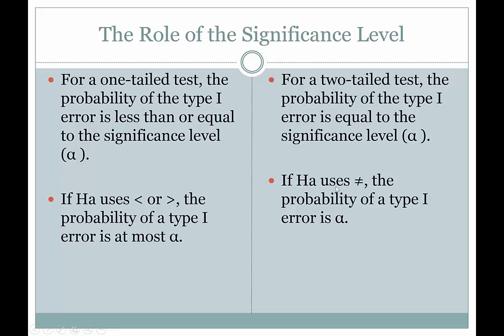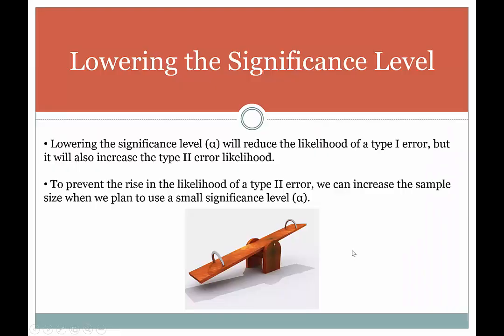When the alternative hypothesis uses a not equal to sign, it means it's a two-tailed test. And for a two-tailed test, the probability of a type 1 error is equal to alpha, right? So it's not less than or equal to alpha, it's just alpha, right? So if you have a two-tailed test and you set alpha at 5%, then you have a 5% chance of committing a type 1 error when you run the test.